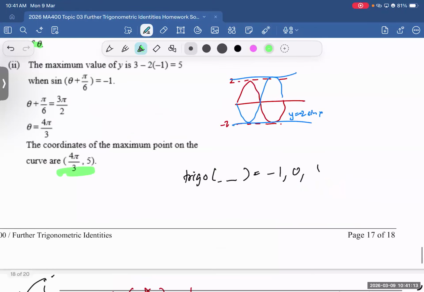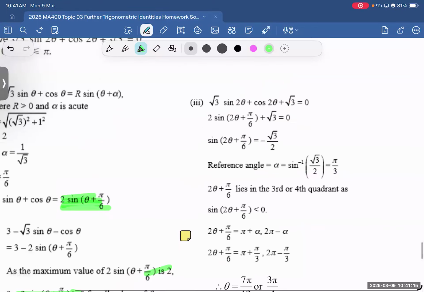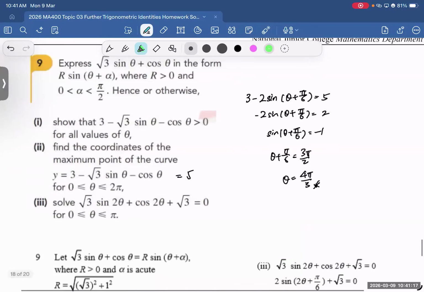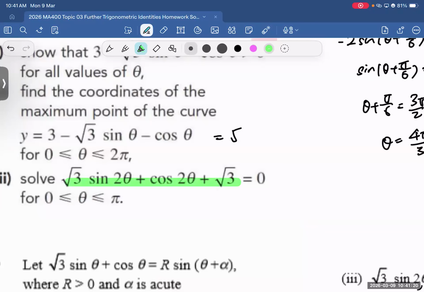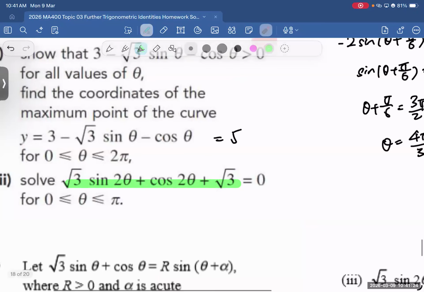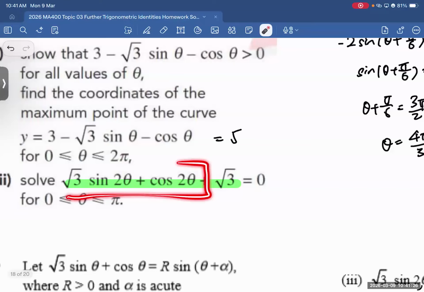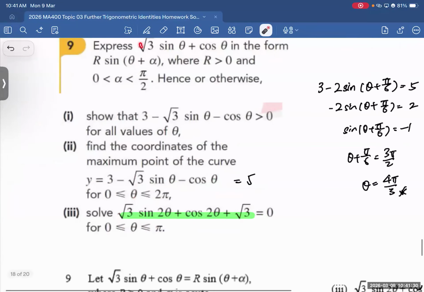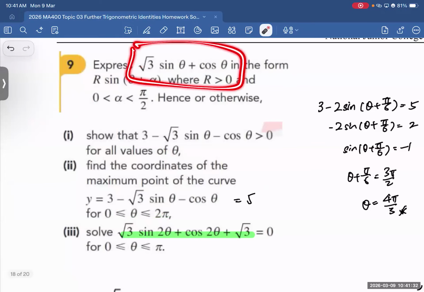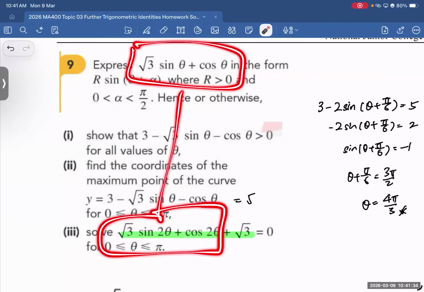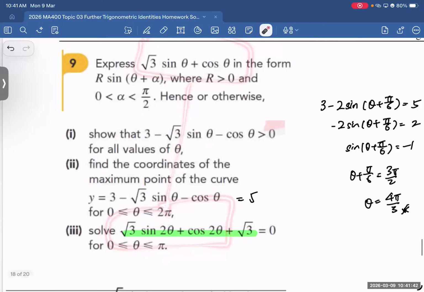Okay. Part 3. So part 3, solve. Not difficult. Basically I'm just replacing. If you look at this, what's so different about that? It's just replacing theta with 2 theta.